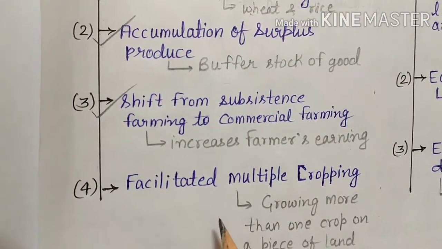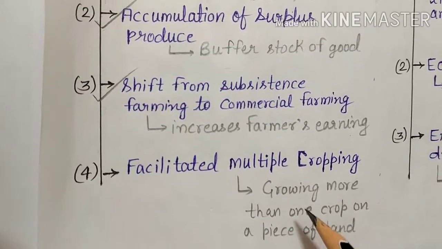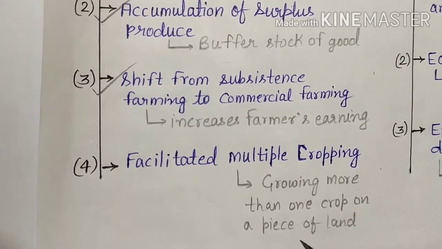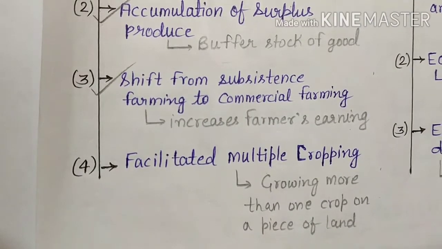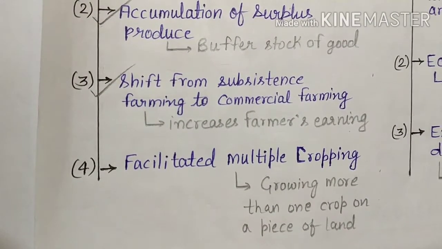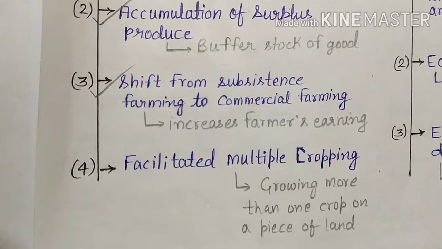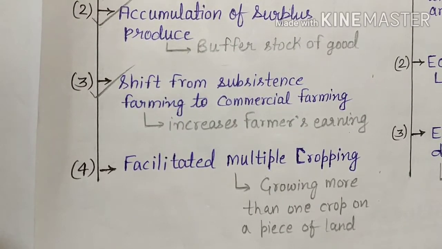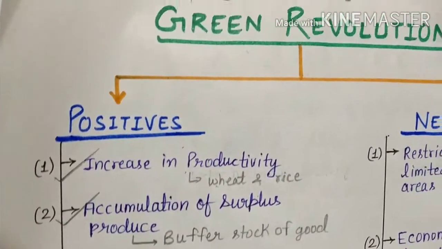Then, it facilitated multiple cropping. It was not possible earlier, but the green revolution significantly reduced the time lag between sowing and harvesting of crops, thereby facilitating the possibility of growing more than one crop on a piece of land. This also helped in solving the problem of seasonal unemployment to a great extent. So these are the benefits or positives of the green revolution.